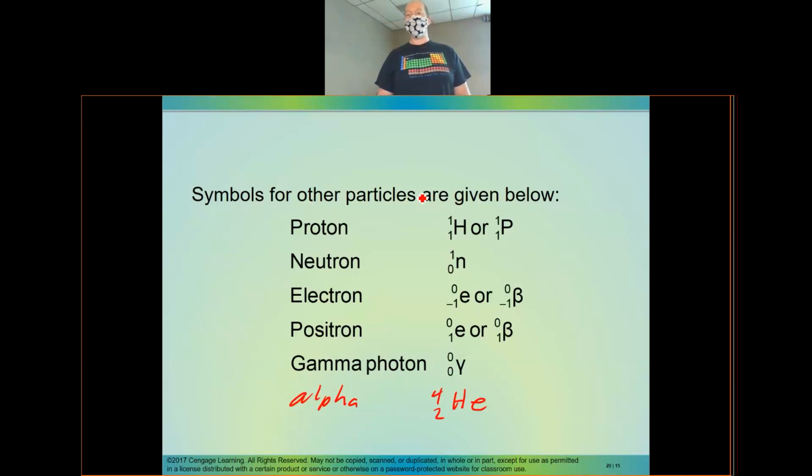A proton is a 1-1 hydrogen, or you could put 1-1 p for proton. Most people will put 1-1 hydrogen, but either one is fine. A neutron has 1 mass number, but no protons. 1-0 is the notation for a neutron. You need to know the neutron. An electron has 0 protons and 0 neutrons, but a charge of -1. So 0, -1 is an electron. An electron is also called a beta particle.